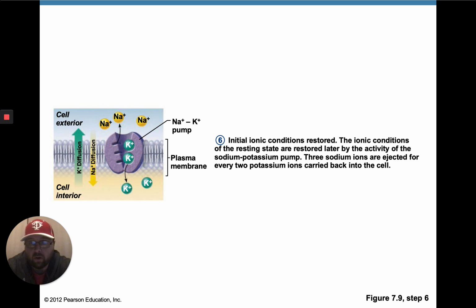So what we've covered in this video is how we generate an action potential or an electrical impulse that travels the length of our neuron all the way to our axon terminal. We'll get to the axon terminal in our next video.